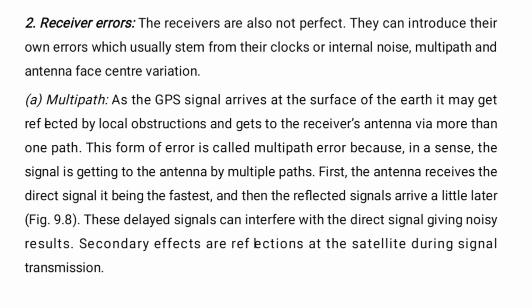Multipath. As the GPS signal arrives at the surface of the Earth, it may get reflected by local obstructions and get to the receiver antenna via more than one path. This form of error is called multipath error because, in a sense, the signal is getting to the antenna by multiple paths. First, the antenna receives the direct signal, it being the fastest, and then reflected signals arrive a little later.